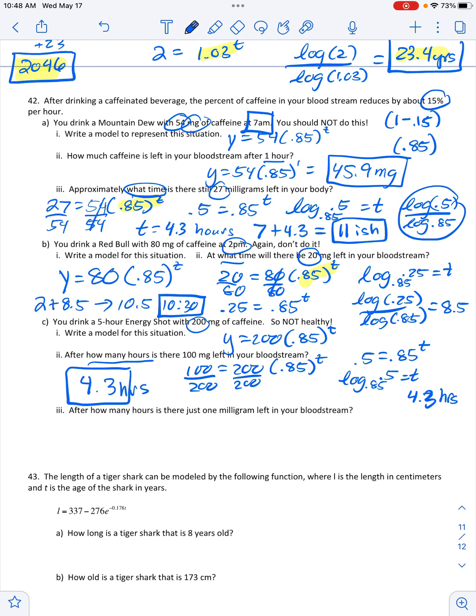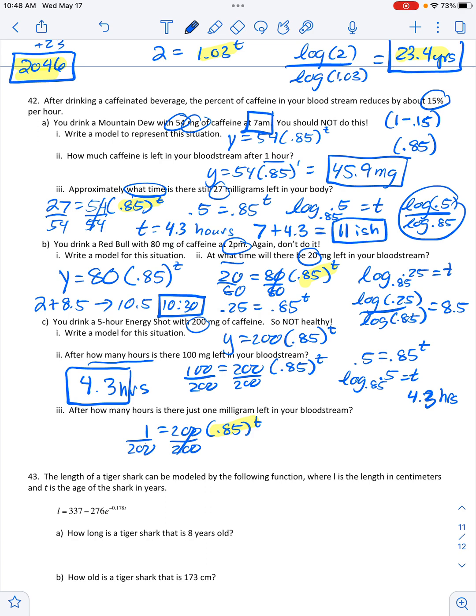After how many hours is there just 1? So you're going to end with 1. You started with 200 times 0.85 to the t. So I'm going to divide out the 200 because, just like always, I need that power alone.